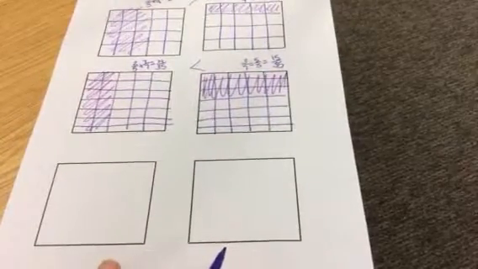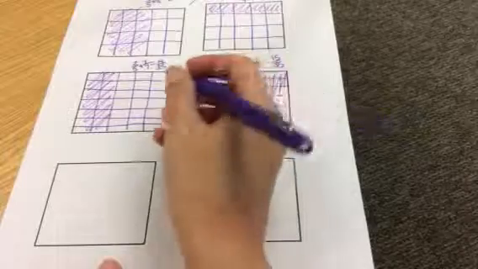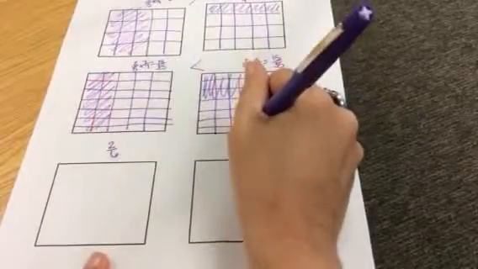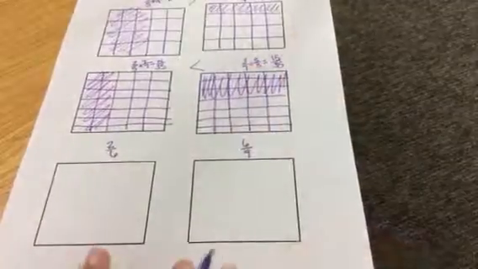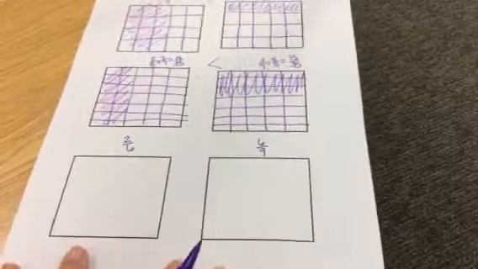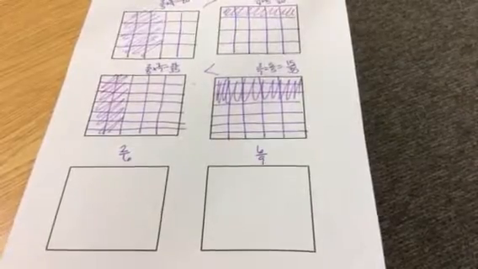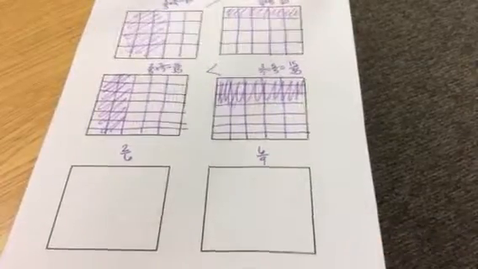Okay, I want you to try one on your own now. I want you to try 2/6 and 6/9. So I want you to compare those by using equivalent fractions, and you can bring this to me when you're finished.